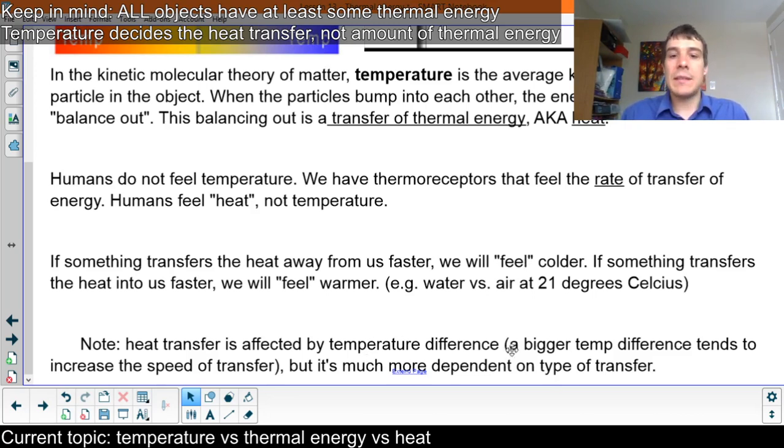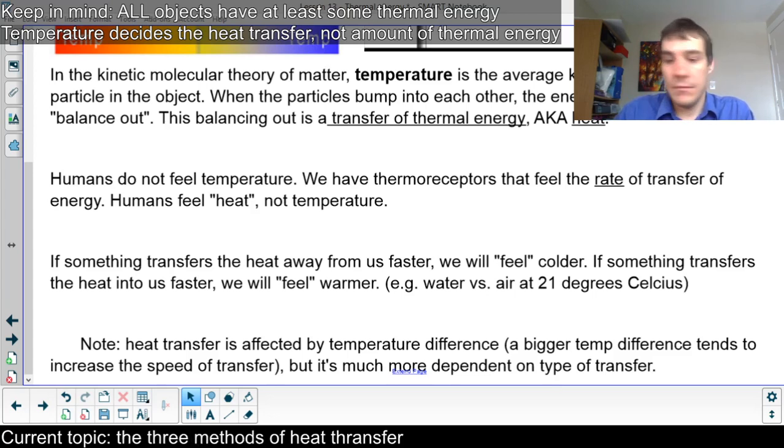Heat transfer is affected by temperature difference, so a bigger difference changes the speed, but it's more dependent on the type of heat transfer. So that's our next topic, the three methods of heat transfer. Wow, I cannot type today. Transfer. There we go. Heat transfer.